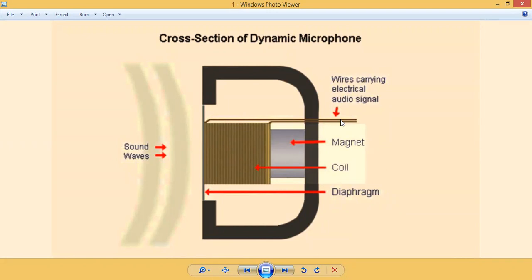Is it clear how actually the construction is there? How actually current is generated in the form of audio signal? This is the dynamic microphone diaphragm. Is it clear? Yes, I'm going to share another kind of images also.